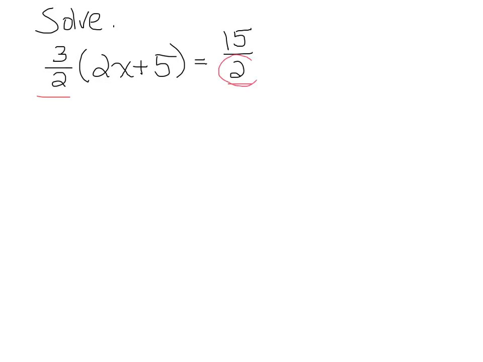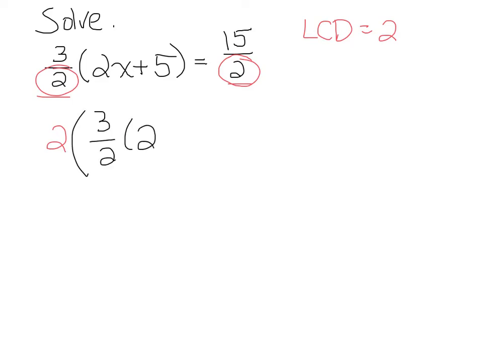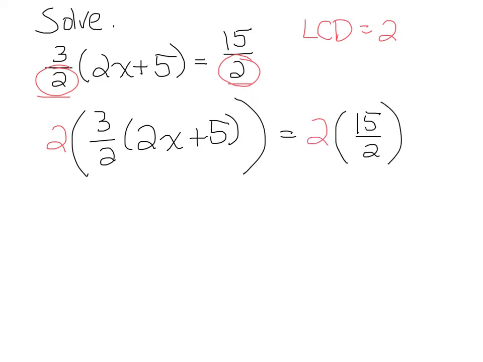Now, since we have both denominators of 2, this is very simple. The LCD, the least common denominator, is just simply 2 because it's the same. So in order to eliminate the fractions, we're going to multiply both sides by 2. So here we go. Now what happens here is the 2's will simplify.